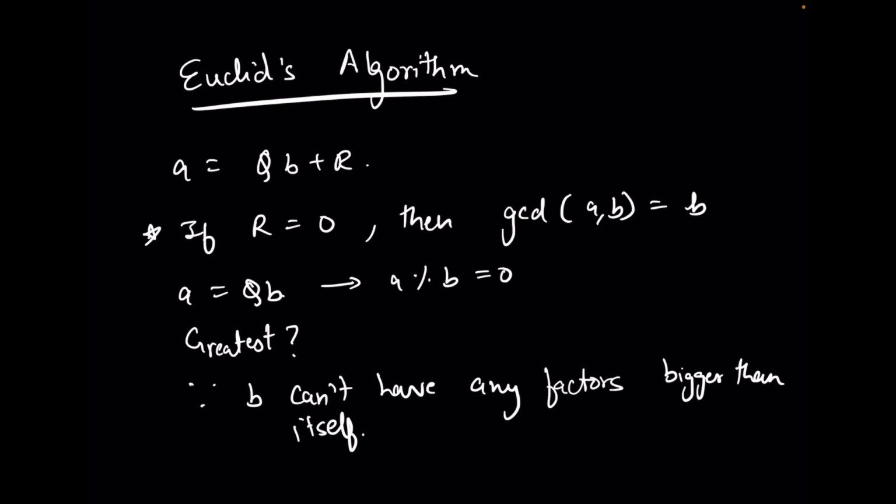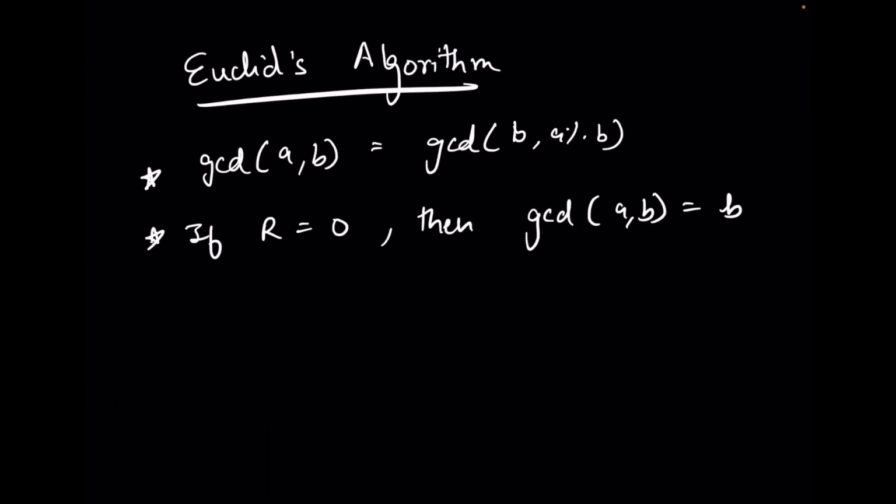So that means that in this situation, B is actually the greatest possible common factor. Okay, so that's why GCD of A comma B is equal to B if R is 0. Okay, so these are the two things that we need, and both of these together are the foundation of Euclid's algorithm. Now understanding Euclid's algorithm will be much simpler.